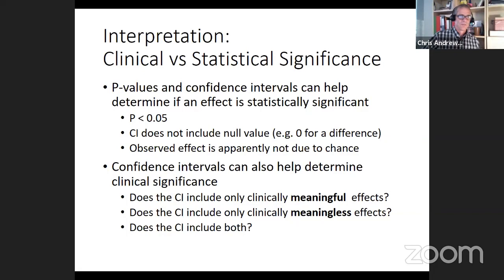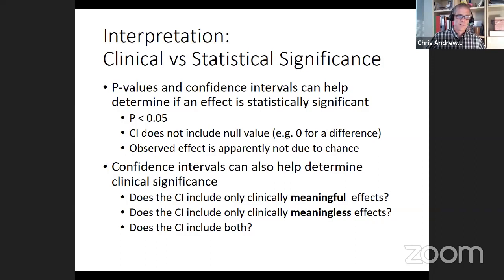You can also get this from 95% confidence intervals when the confidence interval does not include some null value, for example, 0 in this case. That's equivalent to p being less than 0.05. So again, you can claim statistical significance. And all this is claiming is that some observed effect is not due to chance, or apparently not due to chance. That's the statistical part of the conclusion.